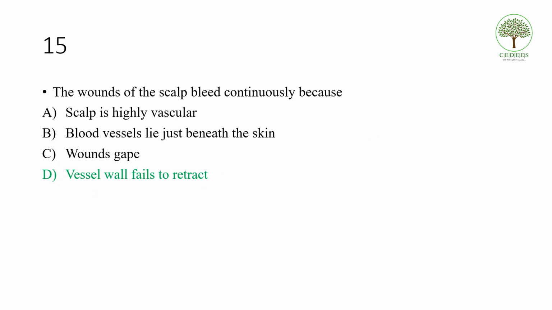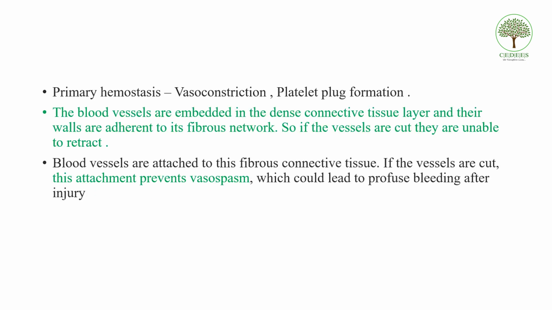Students did not understand the explanation for this question given in the MCQ book. Before going for the explanation, you have to know how primary hemostasis happens. It is because of vasoconstriction and platelet plug formation. Vasoconstriction is very important, but the blood vessels in the scalp are embedded in dense connective tissue, and the walls of the blood vessels are adherent to the fibrous capsule. So if the vessels are cut, they are unable to retract, that means they are adherent to the fibrous connective tissue.